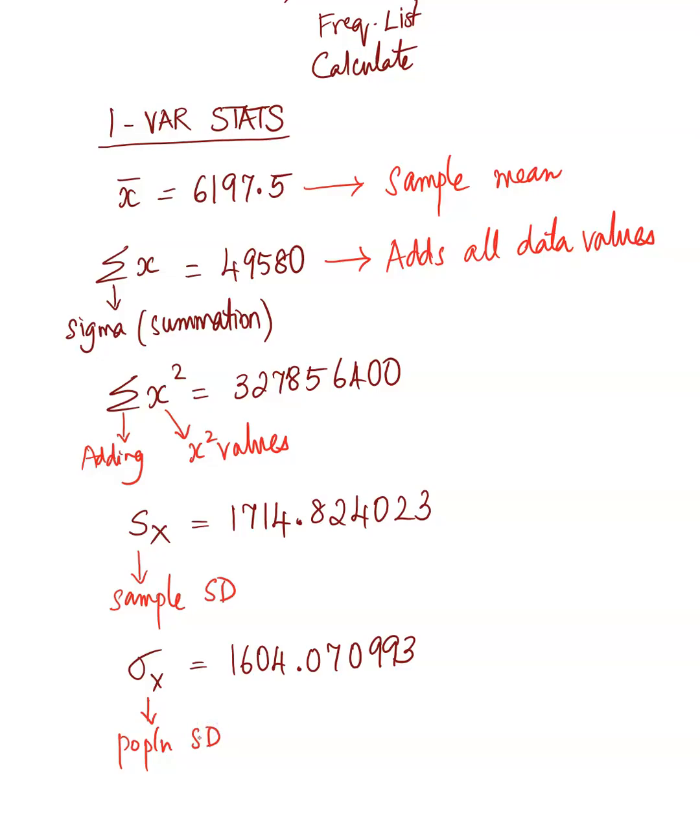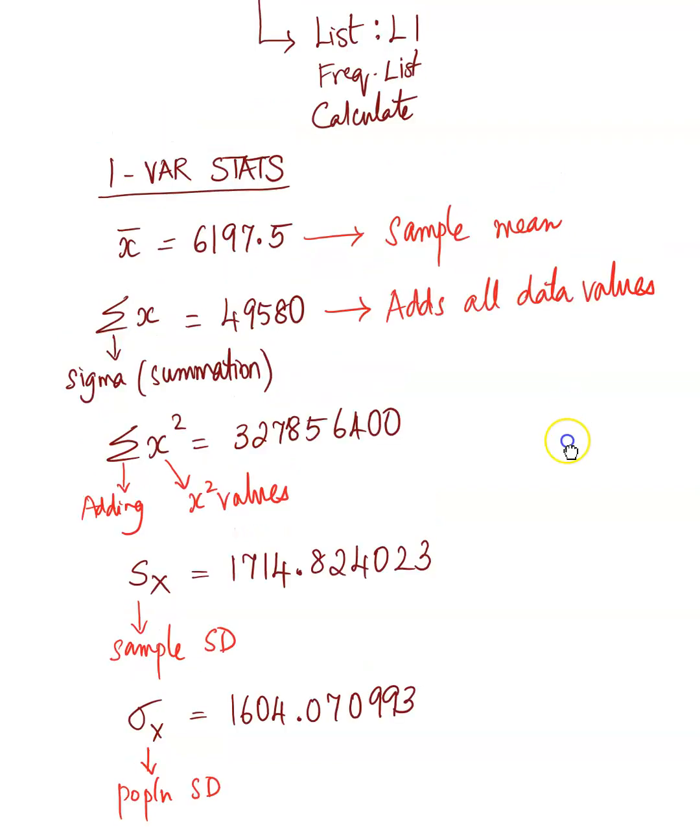Now there is a trick here. You have to remember that the calculator accepts what you enter in it, right? So if you have entered only 8 values, it cannot distinguish whether it is a sample or a population because we haven't indicated it anywhere. So it provides both these answers.